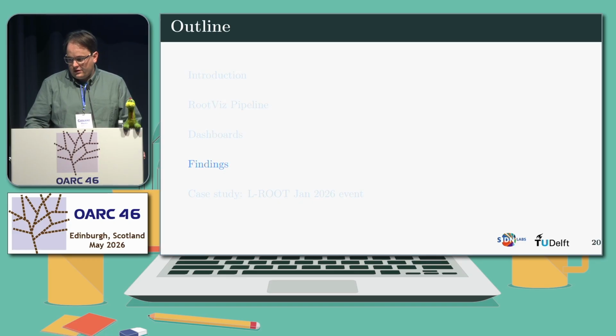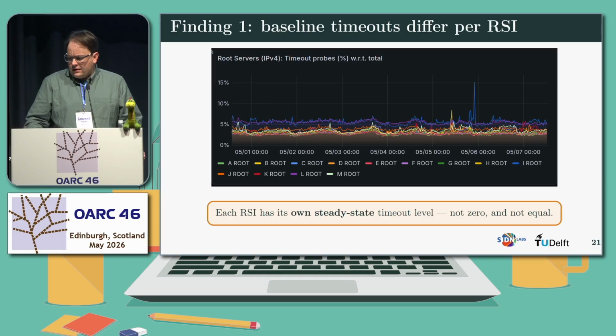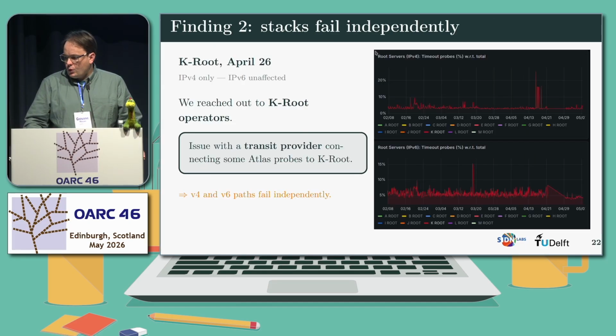And there's a case study later on. One of the things we found is that each root server letter, each RSI, has its own baseline. They all have a percentage of probes with timeouts, and sometimes they have spikes and sometimes not. I'll get to later why this happens. I have students looking exactly into this right now, but I don't have an answer yet. But at least it opens a question, and they have a steady state, and I don't know why yet. We see that stacks fail independently.